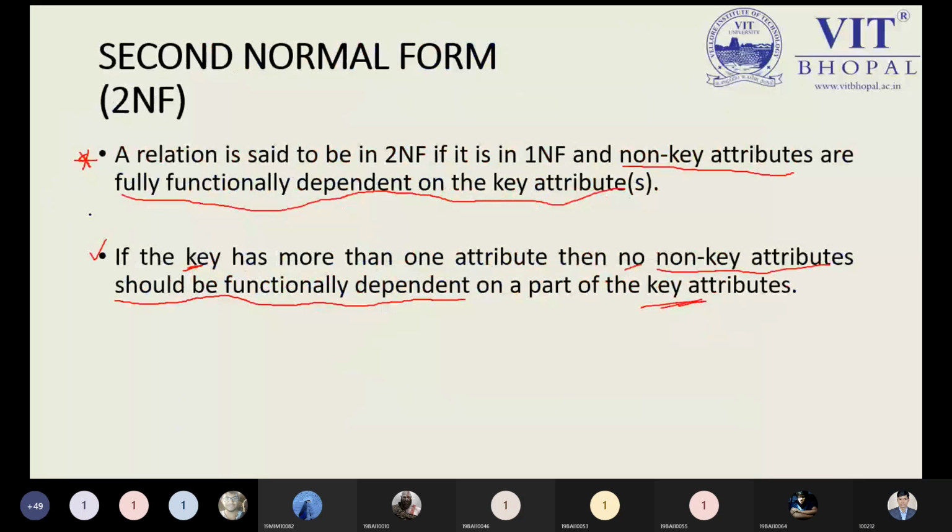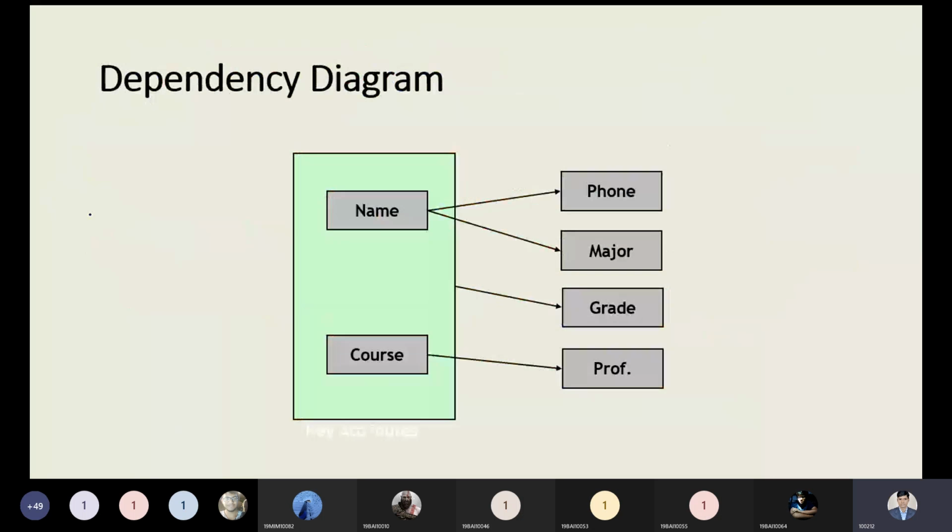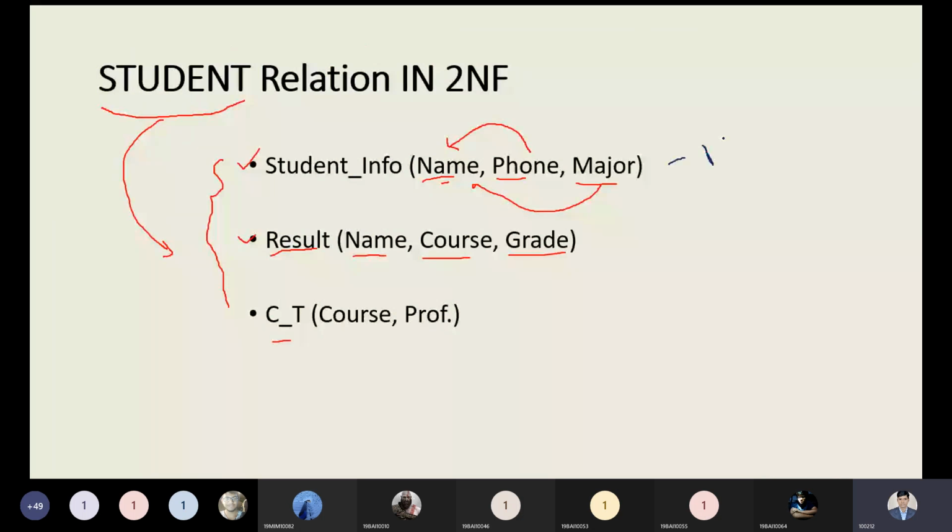There will be only one tuple or one row instead of three tuples. So we are avoiding duplicacy. Yes, please let me know. By applying this factoring, can we say we are getting one record, and we are avoiding duplicacy? Yes, sir. Yes, since after applying the decomposition, we have the name, phone, and major.